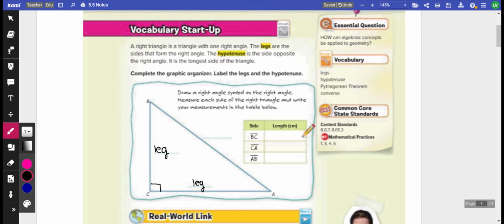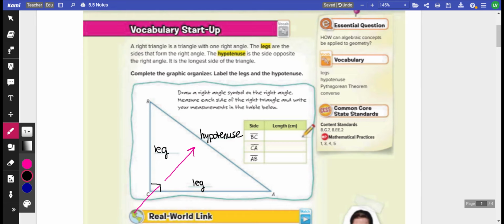The hypotenuse is the side opposite the right angle. It's the longest side of the triangle. Well, just by looking at it, this side looks like it's the longest side. The other little trick you can look at, your right angle kind of makes an arrow, and that arrow points to the hypotenuse. So sometimes that's helpful to look at it that way.